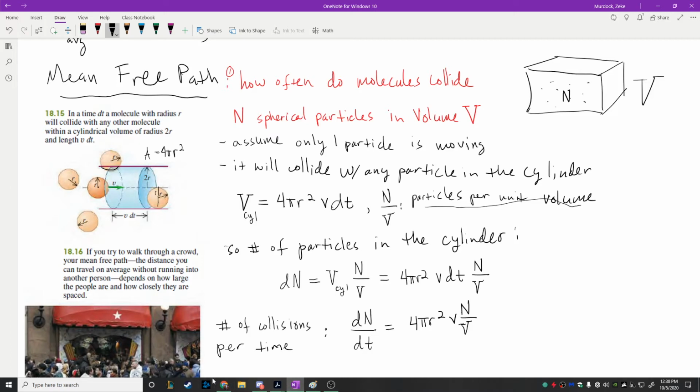Now, we made the assumption to begin with that only one particle was moving, okay? And it turns out that if you want to include the effect of all the particles moving, then you're going to get another factor of square root 2. So we have to multiply this by square root 2, where that square root 2 takes into account all the particles moving.